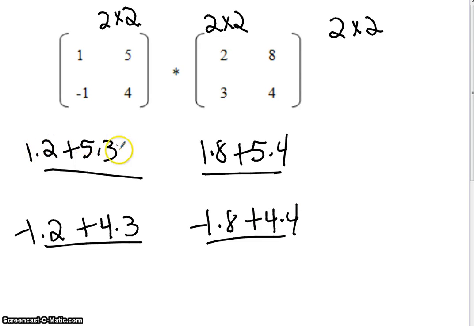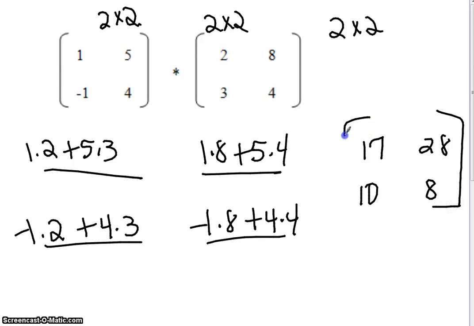So you have 2 plus 15 is 17. 8 plus 20 is 28. Negative 2 plus 12 is 10. Negative 8 plus 16 is 8. And that's your answer.